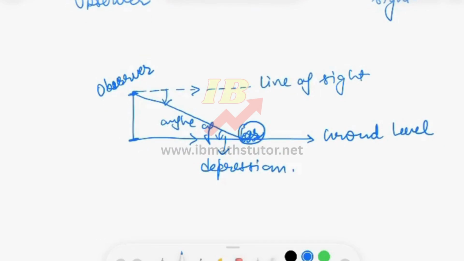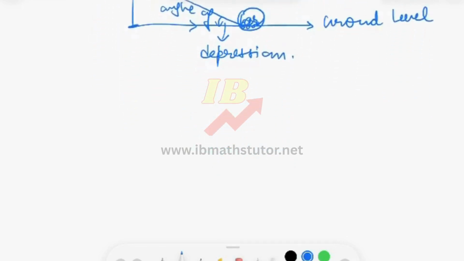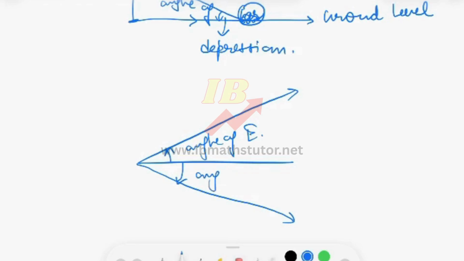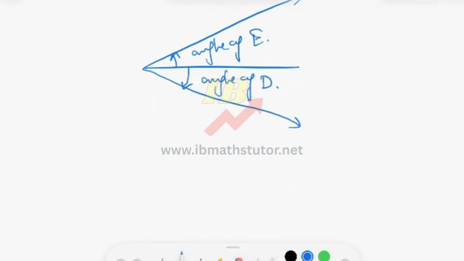Both of these are equally important, but they are the same. We are only talking about the line of sight in both of these directions. If I want to show it in one go, this is my line of sight. If it is going upwards, then this is the angle of elevation. And if I'm seeing something down here, then this angle movement is the angle of depression. So it's as simple as that. This is the same thing that we are checking from both directions.